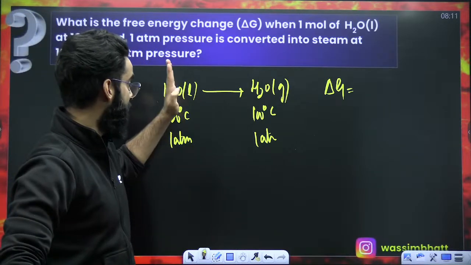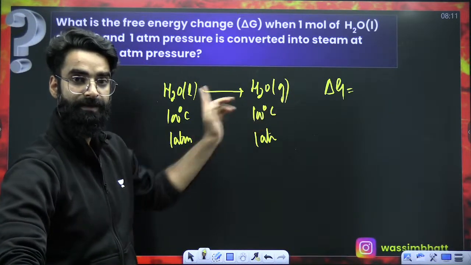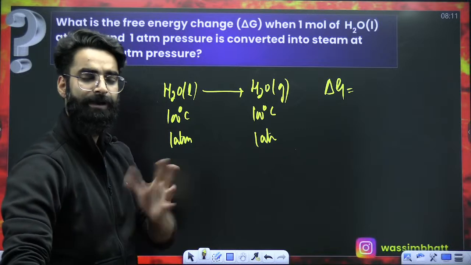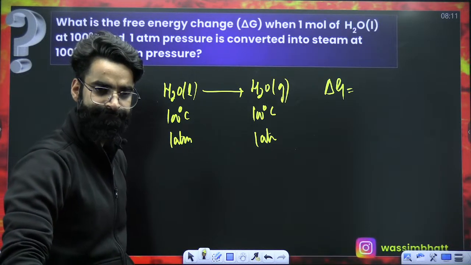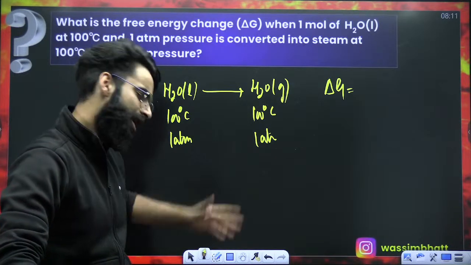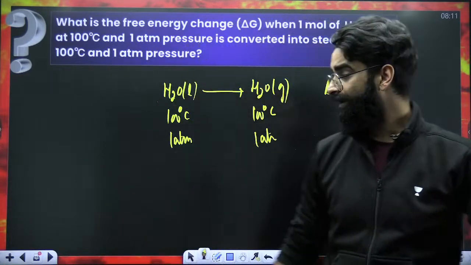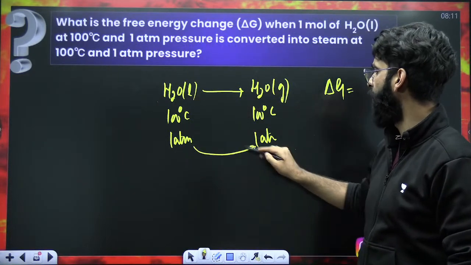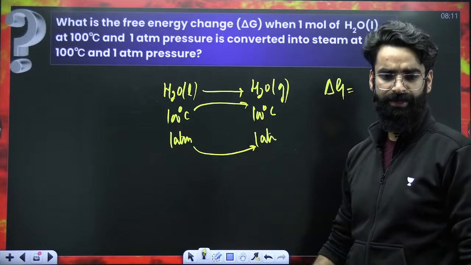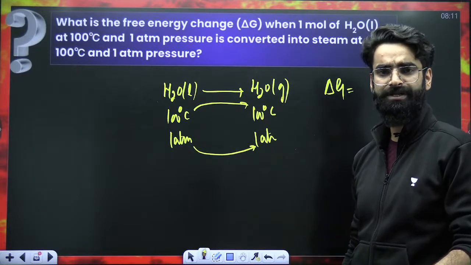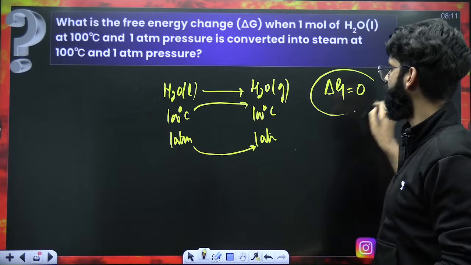You are converting H2O liquid into H2O gas. Temperature is the same, pressure is the same. Calculate delta G during the process. Or let me tell this question here only. See, are you changing the pressure of the system? No. Are you changing the temperature of the system? No. Neither are you changing pressure nor temperature. So the delta G value has to be 0, right?